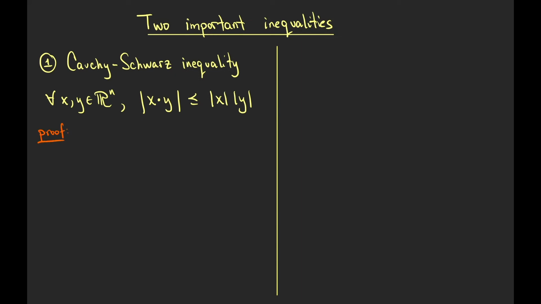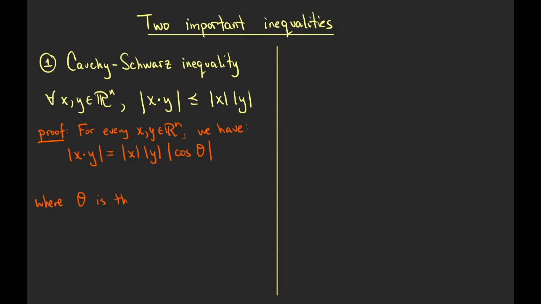Okay, let's see the proof of that. Well, we actually basically already proved it, because we already proved that the absolute value of x dot y is the length of x times the length of y times cosine of theta. I should maybe start the proof by saying for every x and y in R^n, we have that the absolute value of x dot y is the length of x times the length of y times the absolute value of cosine theta, where theta is the angle between x and y. Okay, so now to finish the proof, you just have to notice that this cosine here is at most 1. And that's the end of the proof.